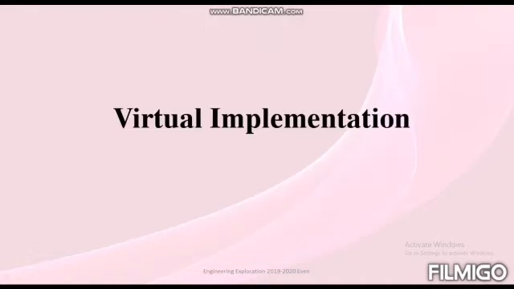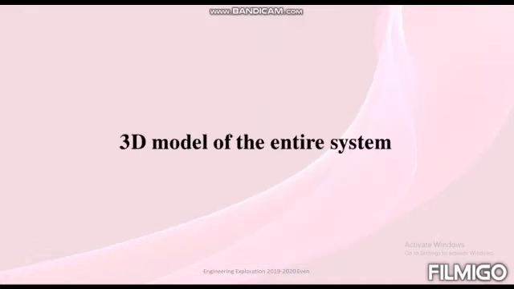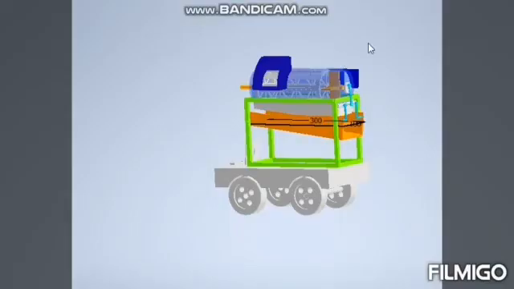Moving on to the virtual implementation, let us now look into the 3D model of entire system. Let us now look into the 3D model of our automated thresher. This is the 3D model of the automated thresher. As I told you, there are mainly 3 units in our threshing machine. One is the threshing unit, the second one is the separating unit and the third one is the mobility unit. This threshing machine mainly has a feeder, a threshing cylinder, a perforated plate and a body.